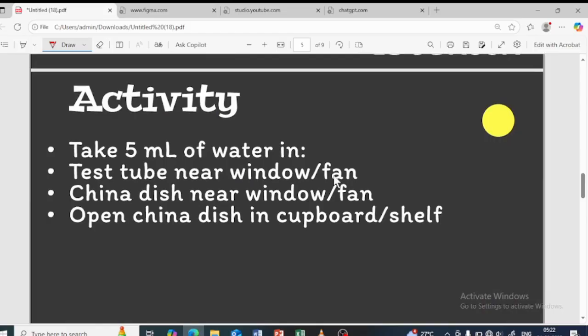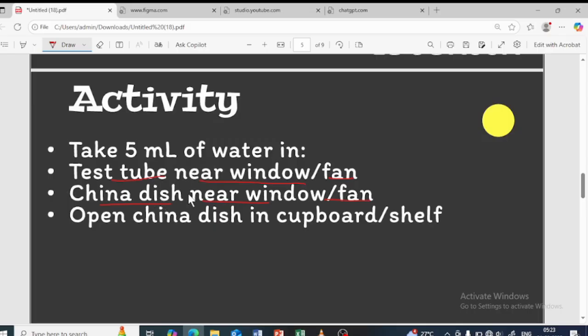There is one activity which again shows the same factors. I am going to take 5 ml of water in a test tube and keep it near the window or the fan for the process of evaporation, and the china dish I am also going to keep near the window or the fan. Now tell me, comparing both of them, in which the evaporation is more from the factors you have already learnt? I will give you time. Please tell me. Yes, exactly.